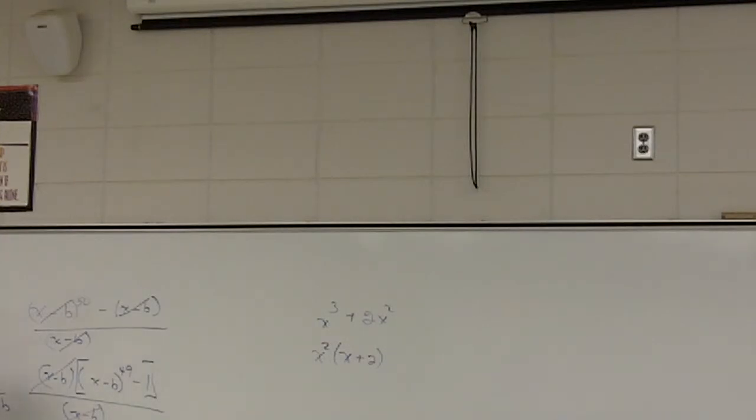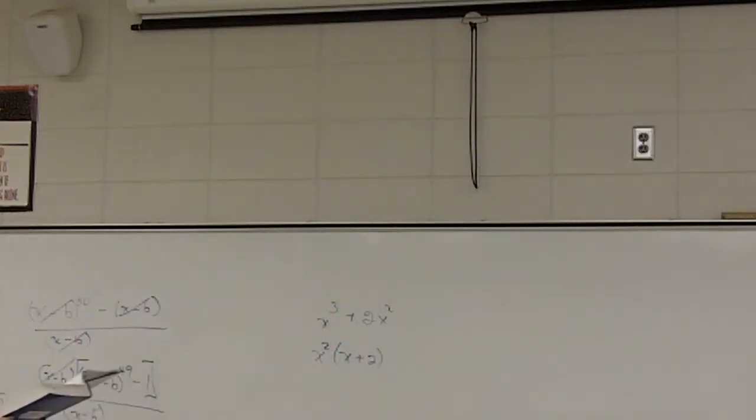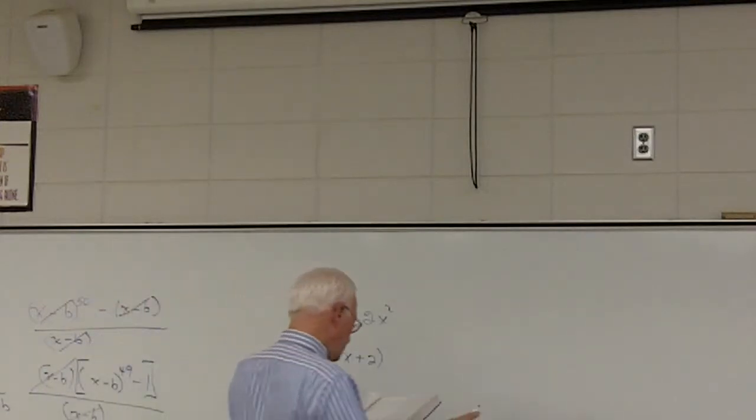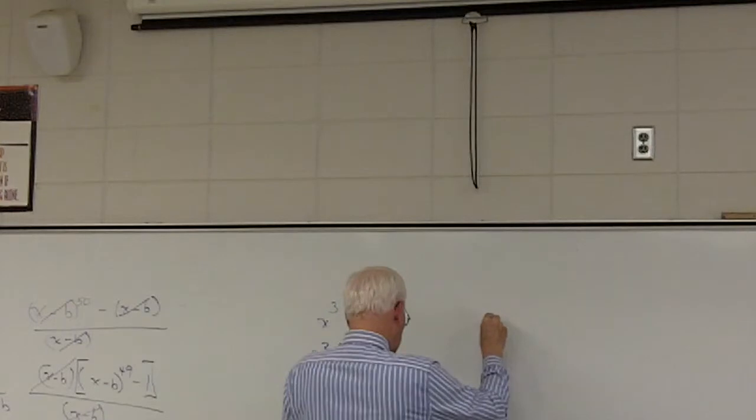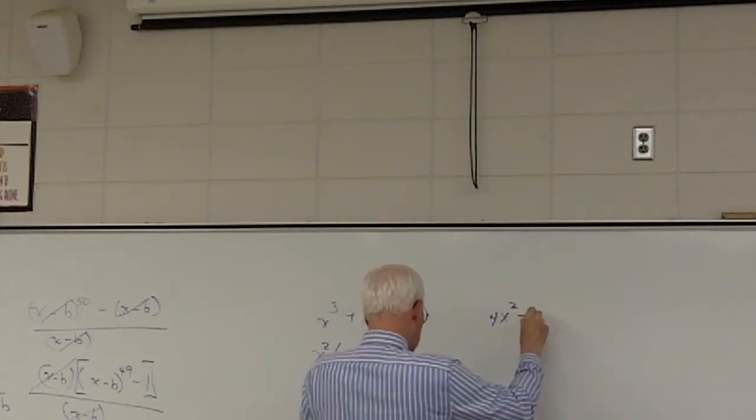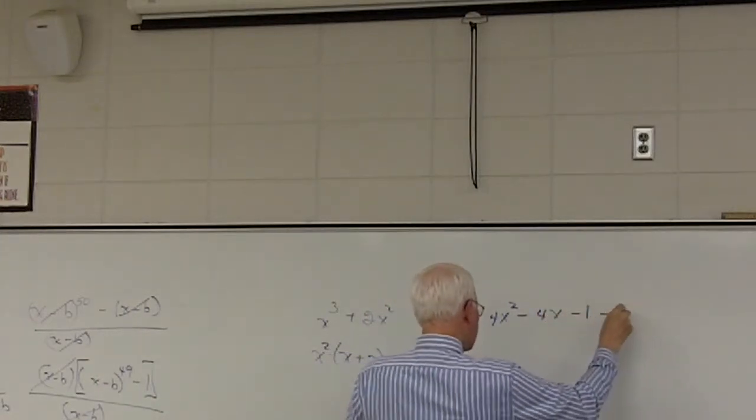Could be 43. 43. On page 73 still? Yes. Let's see. The top becomes 4x squared minus 4x minus 1 minus 9.